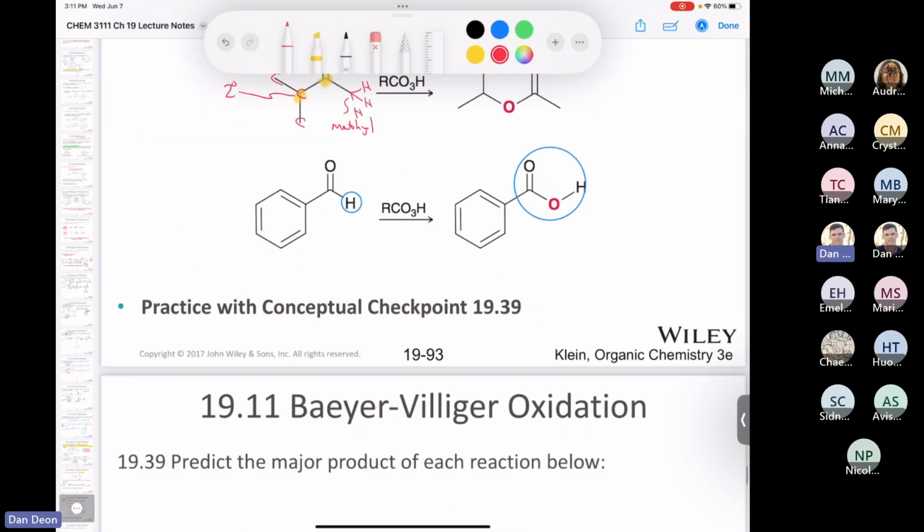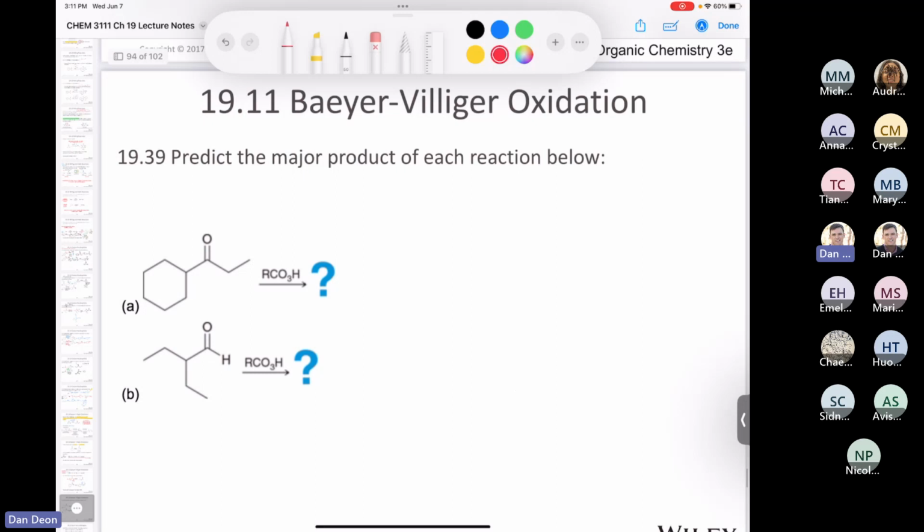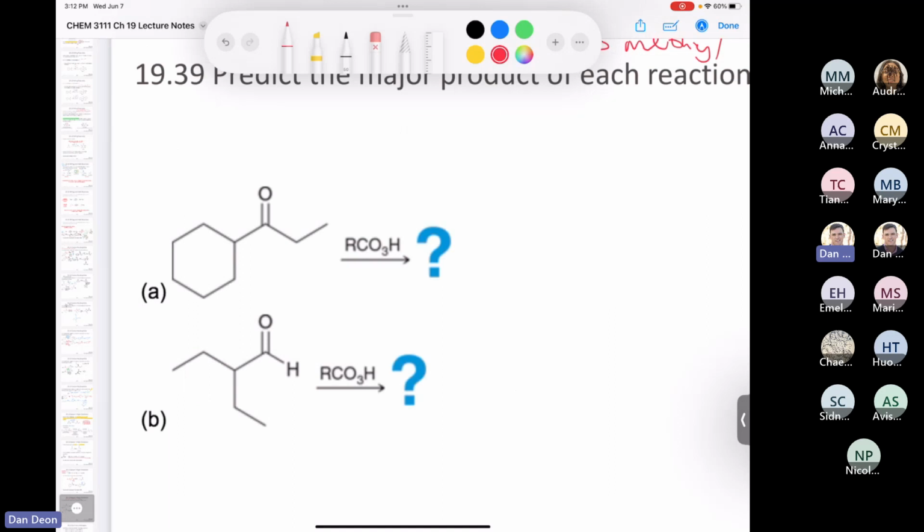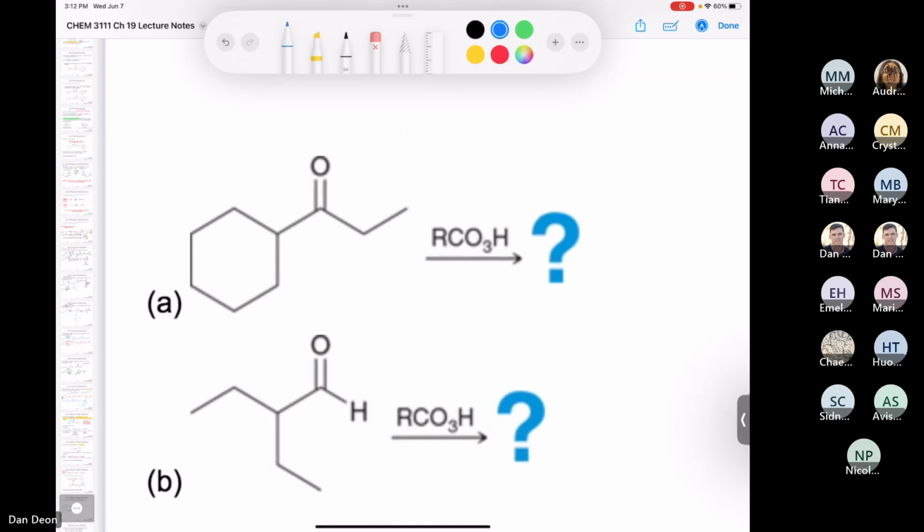With that in mind, let's practice our migratory aptitude memorization here. Predict the major product of each of the following reactions. You can see that these are Baeyer-Villiger reactions. Remember, migratory aptitude goes proton, then tertiary, then secondary, which is tied with phenyl. Then we have primary, and methyl is the bottom of the barrel. All right, let's look at the two carbons here. This carbon, how would you classify this carbon?